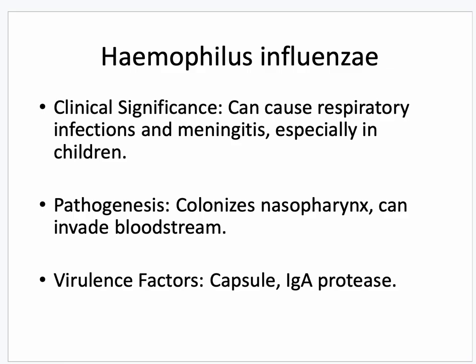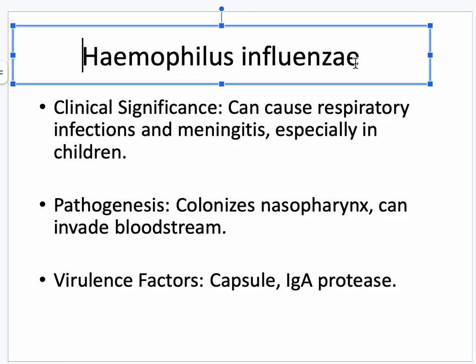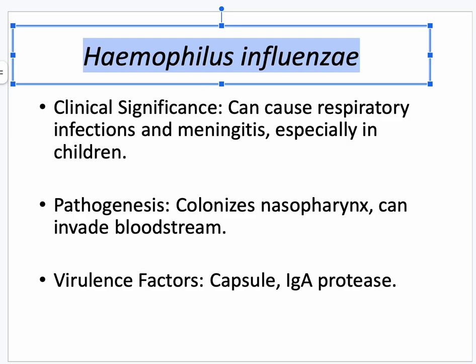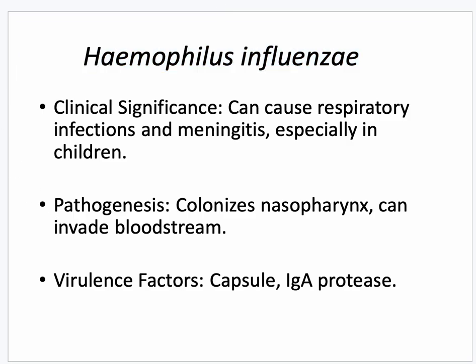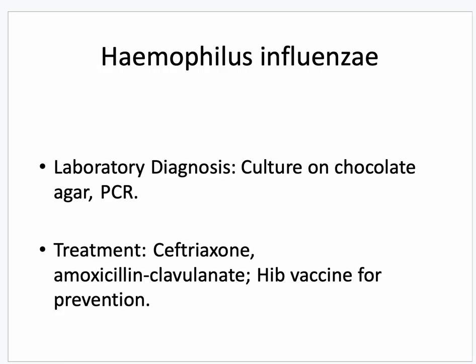Next, and last but not least, would be your Haemophilus influenzae. So, what would be the clinical significance of this? It can cause respiratory infections and meningitis, especially in children. It colonizes your nasopharynx and can invade your bloodstream. So, what does it have? Capsule and IgA protease. We diagnose this with culture on chocolate agar and PCR. We treat this using ceftriaxone, amoxicillin-clavulanate, and Hib vaccine for vaccination.